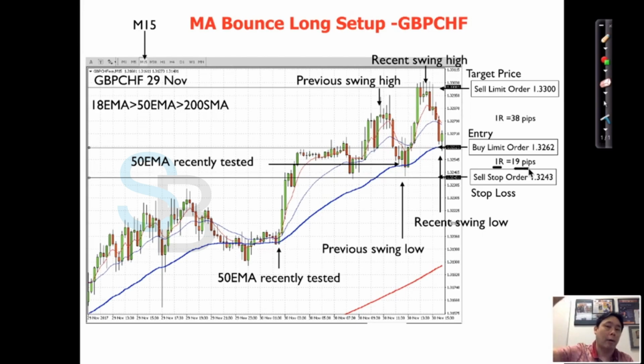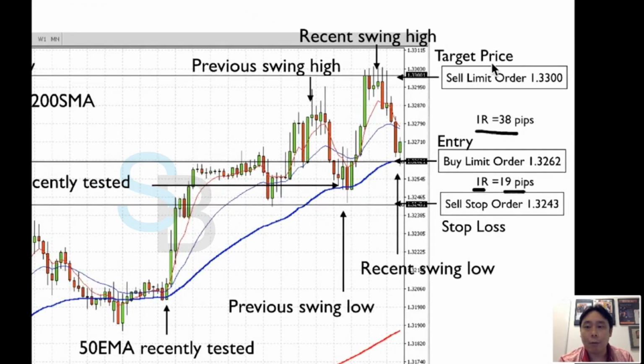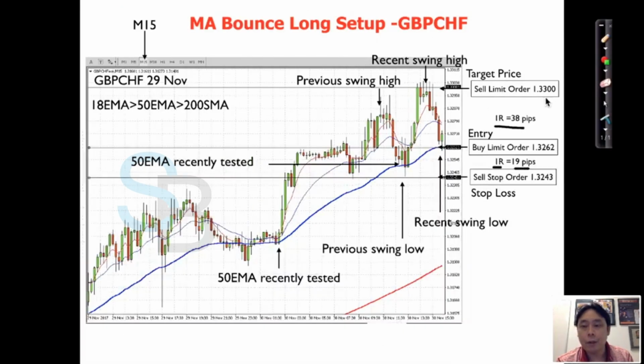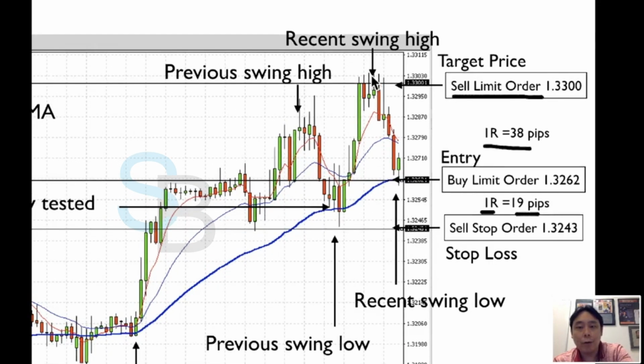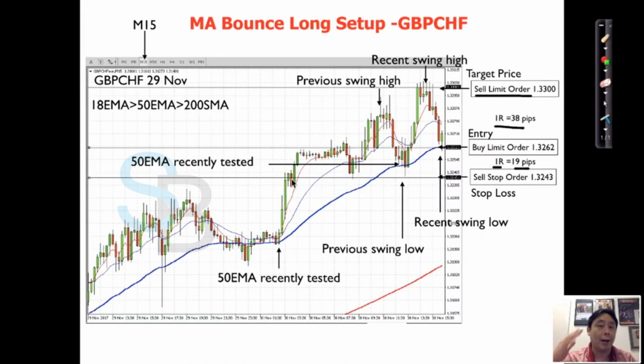So what's my 2R? My profit target must be double my risk. So 19 times 2 is 38. I place my target price 38 pips above my entry price, which is 3262 plus 38, I get 3300. So is this a valid profit target? Yes, because it is below the recent swing high. You can see the recent swing high is 3303, and my profit target is 3300. It is below the recent swing high, so it is okay. And this is why I have set the trade up in this particular way.